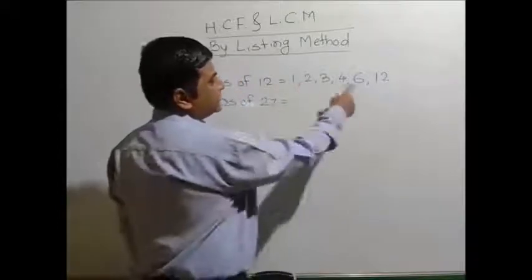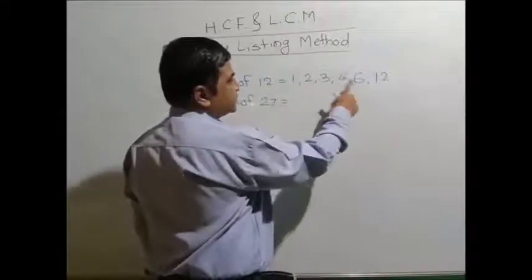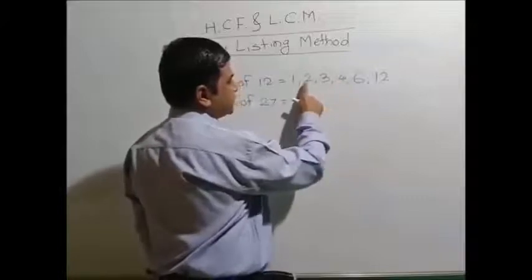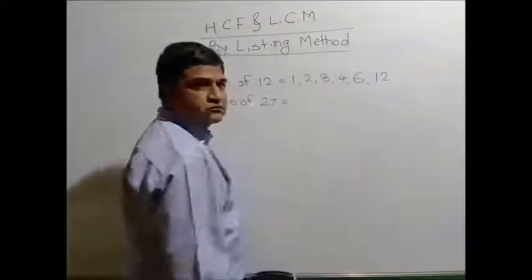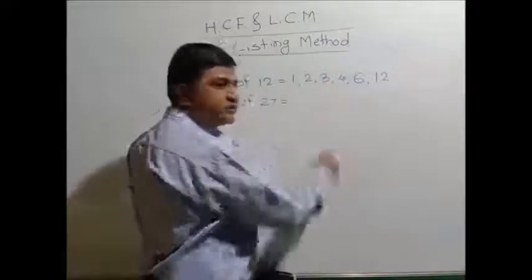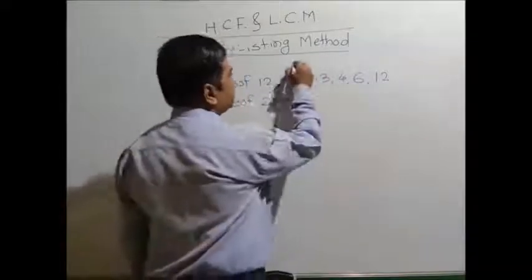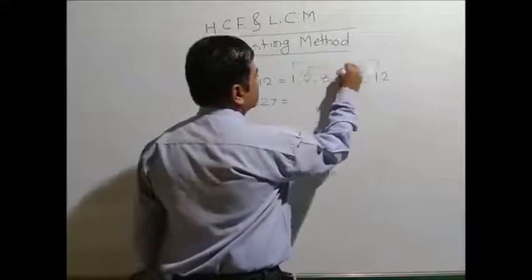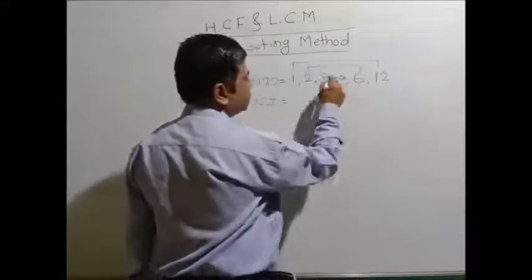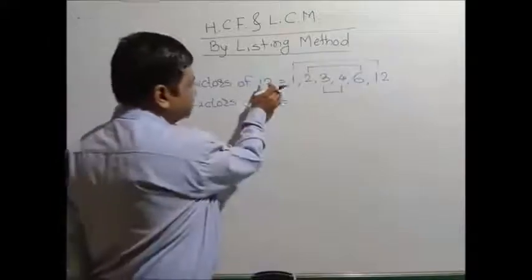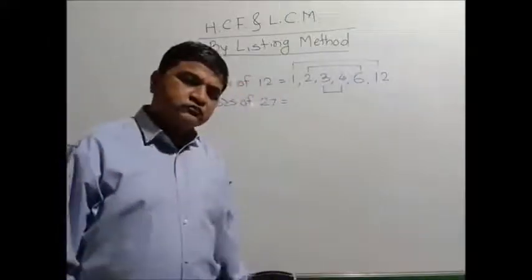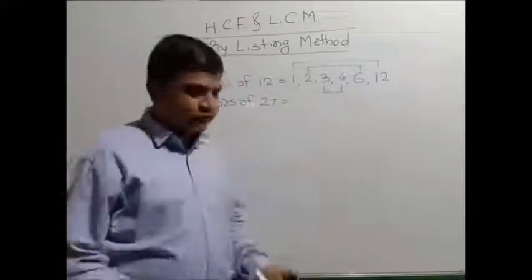Now you take second and second last. 6 twos are or 2 6s are 12. Now you take 3 4s are 12, or 4 3s are 12. So if I go like this, I will get that 3 4s are also giving the same number as 12. So we have found out all the factors of 12.